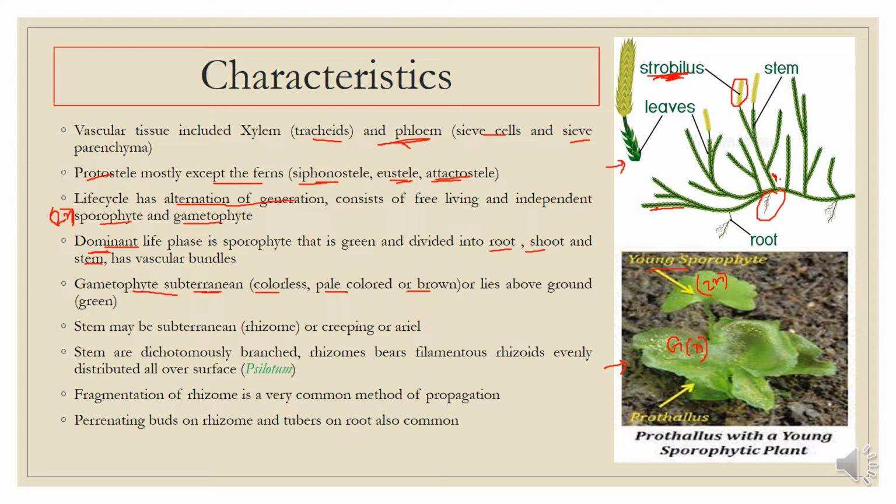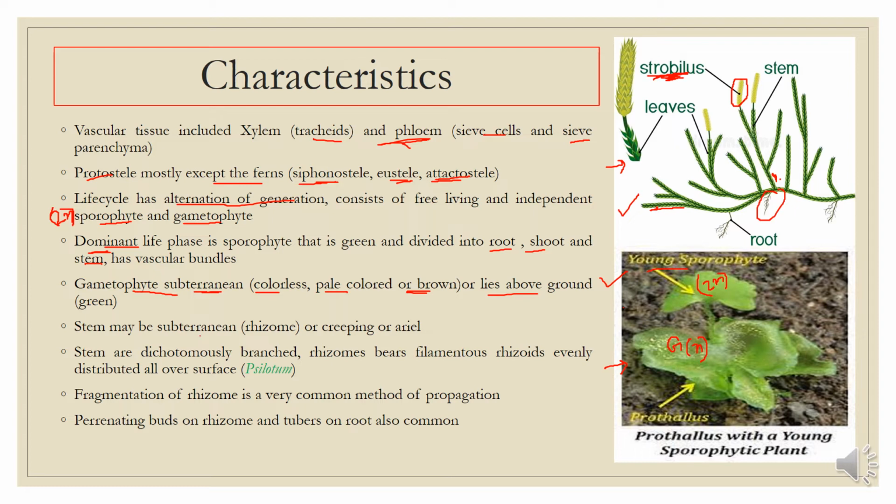So they are saprophytic, and those that live above the ground are green and photosynthetic. This is the gametophyte in this picture, and this one is the sporophyte, and this one is the gametophyte. Now we come to the sporophyte. We deal with the sporophyte first.